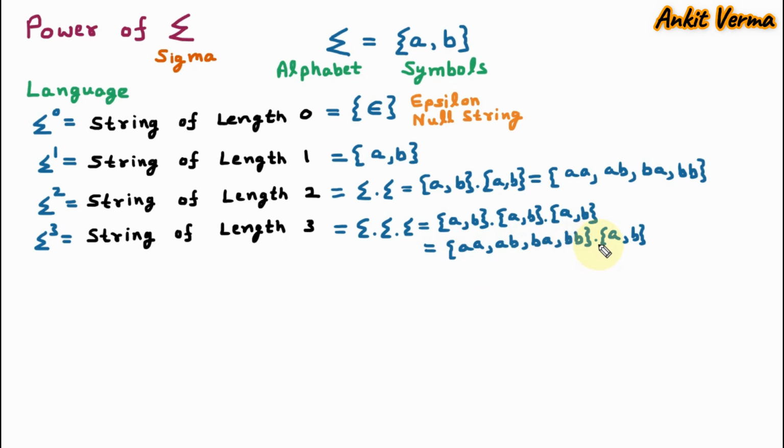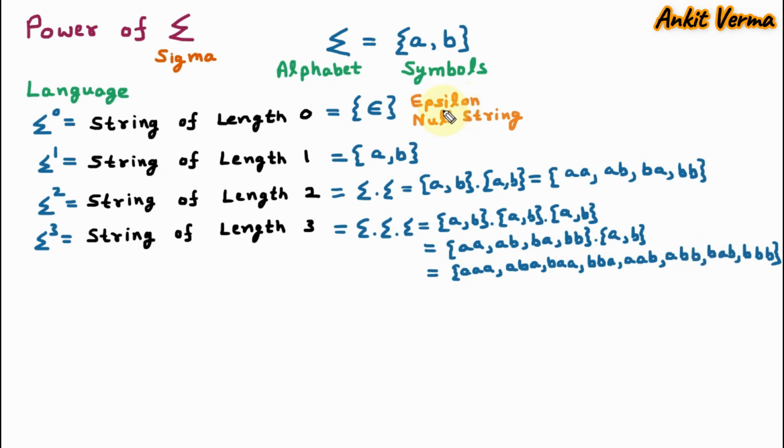Now we are going to multiply these two sets. We multiply this first with a, so that is aaa, aba, baa, bba, and now we multiply this set with b, that is aab, abb, bab, bbb. So here we have the set of all strings whose length is 3.